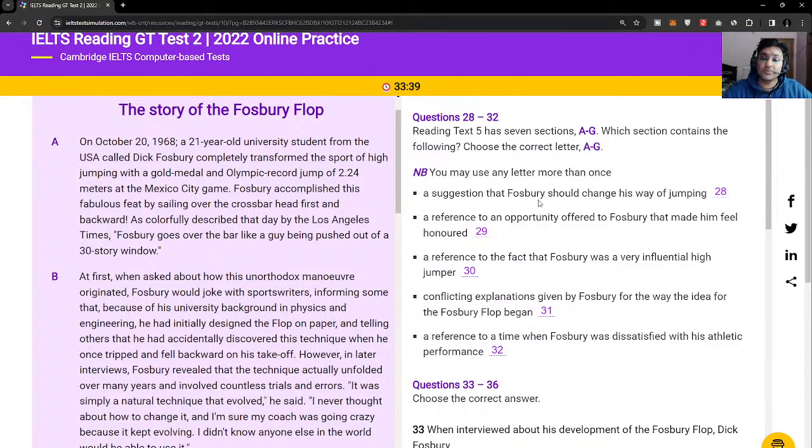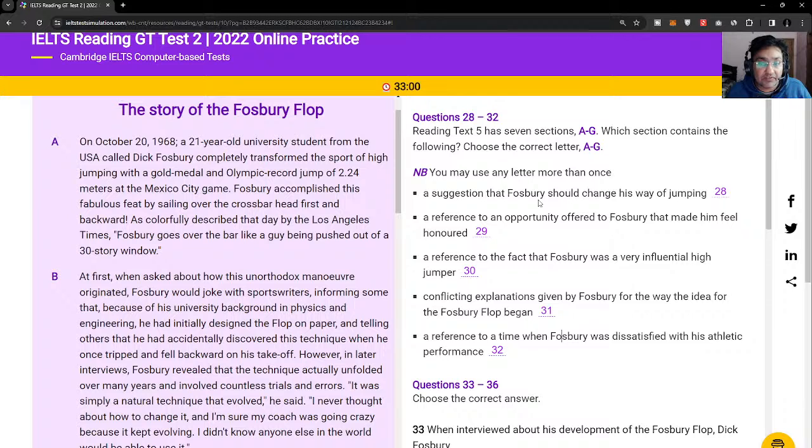A suggestion that Fosbury should change his way of jumping. So, there should be a paragraph that states someone making a suggestion that Fosbury should change his way of jumping. A reference to an opportunity offered to Fosbury that made him feel honored. So there could be some opportunity that Fosbury is talking about that says that it made him feel honored. A reference to the fact that Fosbury was a very influential high jumper. Well, maybe. Could be written by Fosbury himself, could be by a writer, a journalist, or someone else.